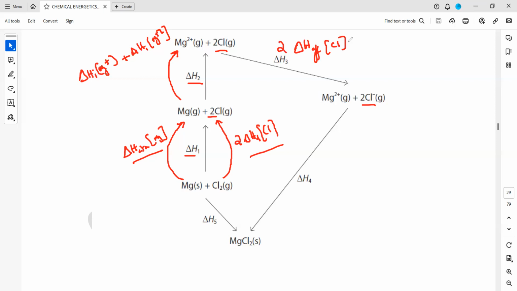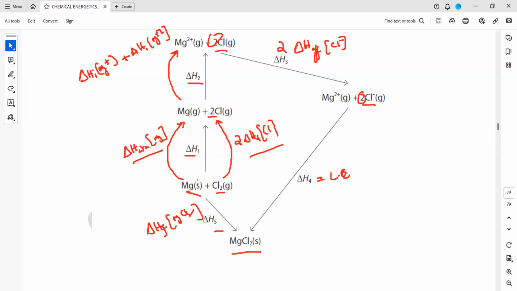But it should be twice. Why twice? Because we are producing two chloride ions. If it was only one chloride ion, we would write one, but two chloride ions, so it will be twice. And then what is delta H4? When magnesium ion and two chloride ions form magnesium chloride, that enthalpy is the lattice energy. And what is delta H5? When the elements magnesium and chlorine form magnesium chloride, this is the formation of magnesium chloride.